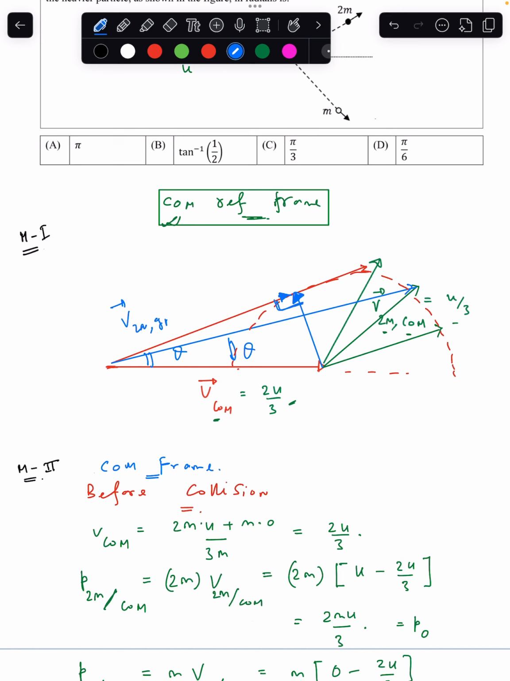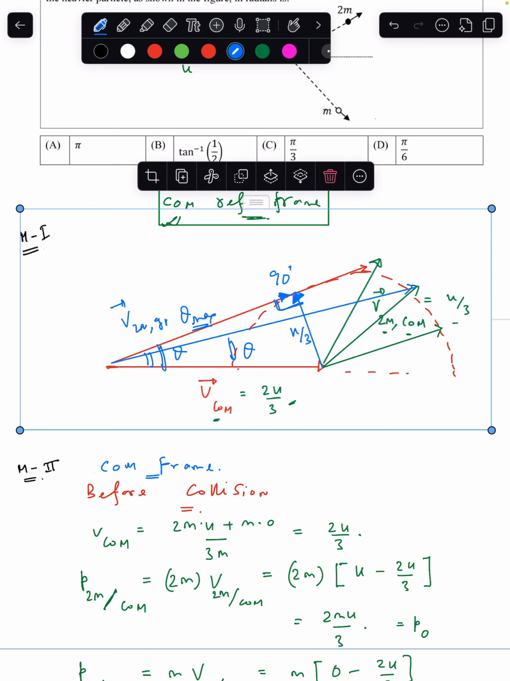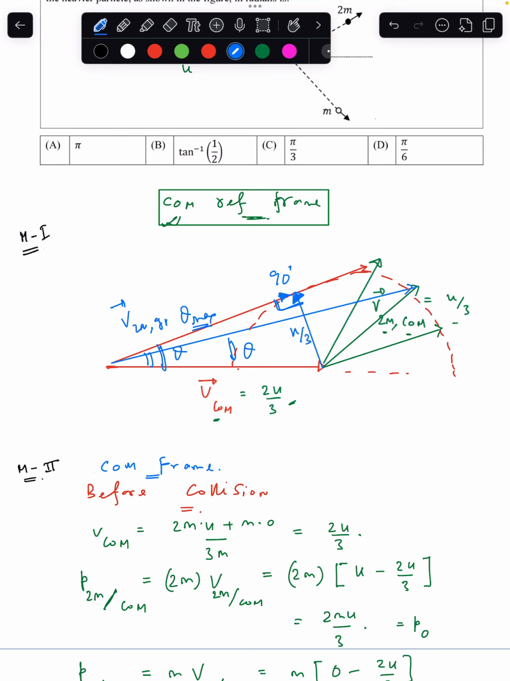The angle between the radius and the tangent is going to be 90 degrees, and this is the maximum value of theta, that is going to be theta max. So here this value is how much? This value is equal to u/3. If this value is u/3, this value is how much? That is equal to 2u/3.